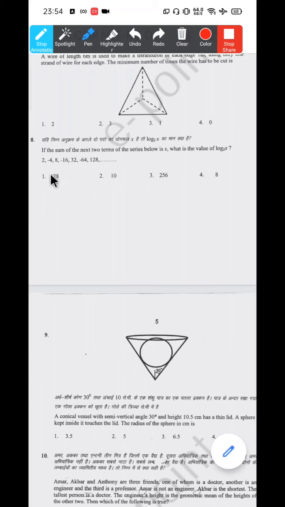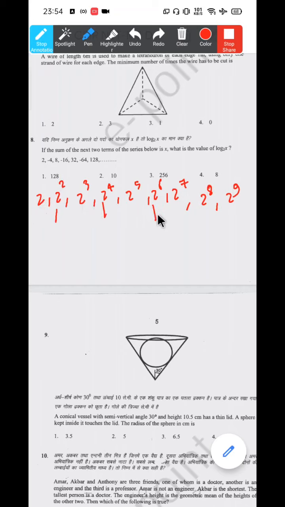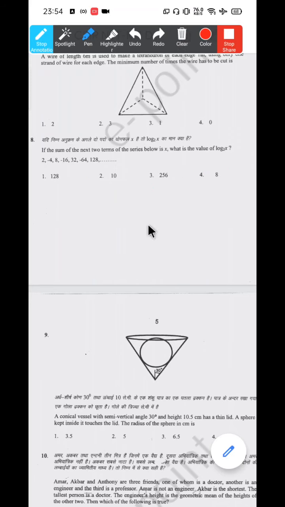It is a table of 2. 2, 2 square, 2 cube, 2 raised to 4, 2 raised to 5, 2 raised to 6, 2 raised to 7 is given. Next terms will be 2 raised to 8 and 2 raised to 9. Alternate sign, we started with plus, minus, plus, minus, plus, minus, plus. So take 2 raised to 8 common. We are getting 2 raised to 8. Log base 2 answer will be 8. Option 4. Yes, option 4 will be the 8.